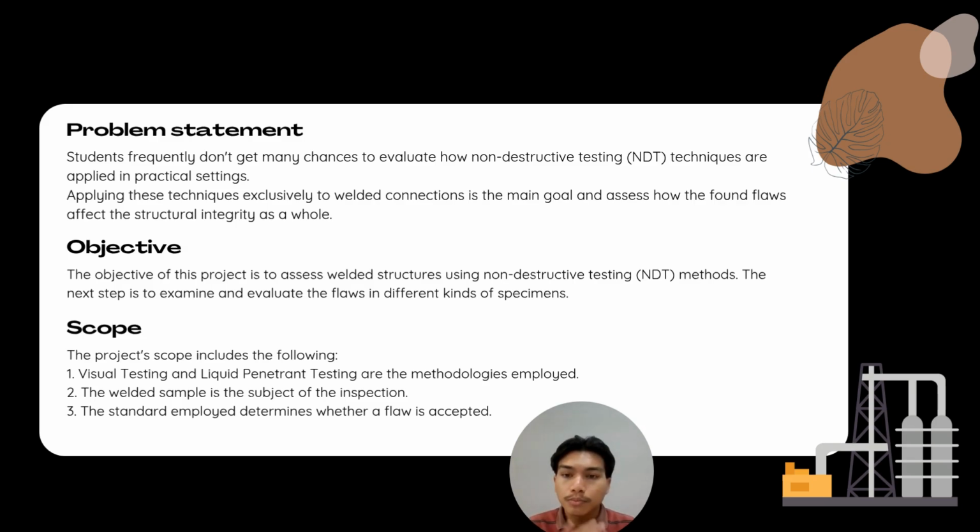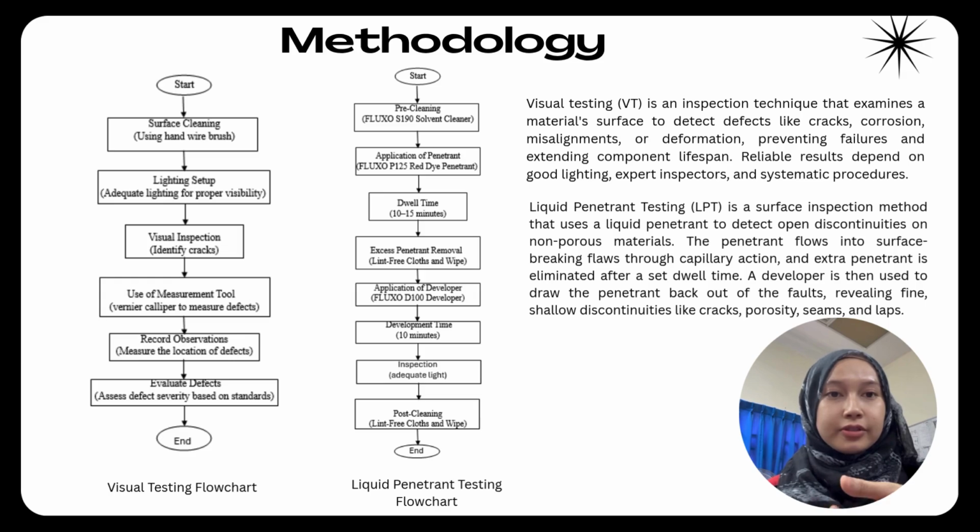So the scope, we have three scopes. The first is that visual testing and liquid penetrant testing are the methodologies employed. The second one is the method is the subject of the inspection. The last one is the standard employed to determine whether a flaw is accepted. So here's all the methodologies. For the non-destructive testing method, we use visual testing and also liquid penetrant testing.